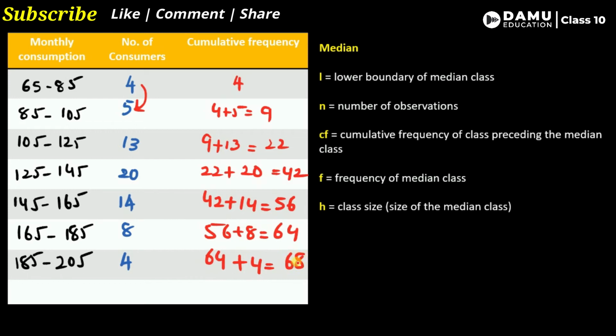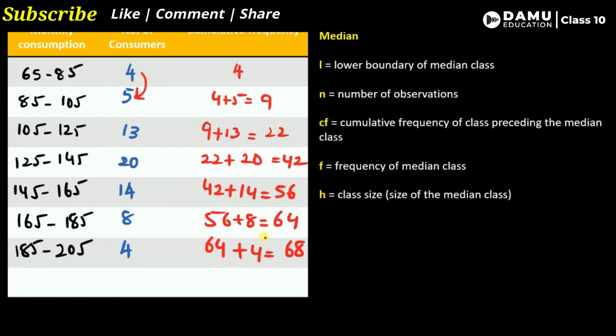So what is the number of observations? The number of observations, small n, is nothing but whatever the frequency value we got, that is the number of observations. So let's take here the summation of all the frequencies. This is the 68. So small n is what? 68. So that is the number of observations, that will be equal to small n. So according to the formula we have to take n by 2. So we have to do the n by 2, then only we can take the median class, that is 34. So 34th observation in the class.